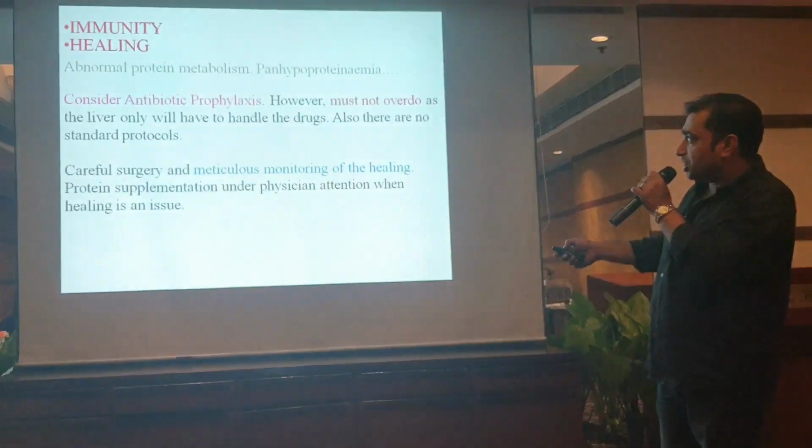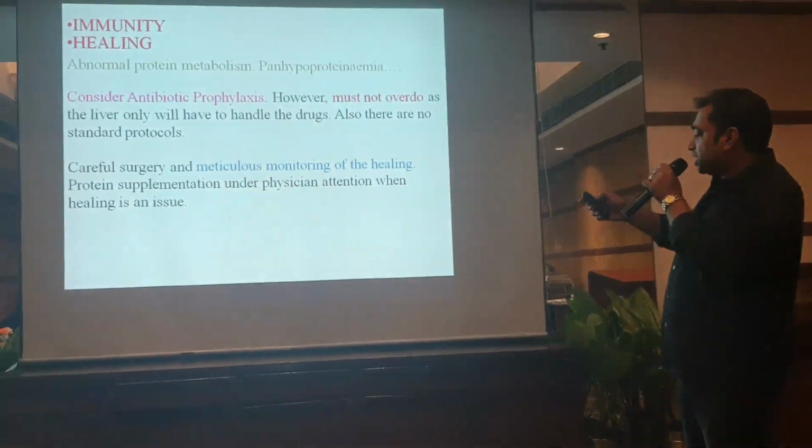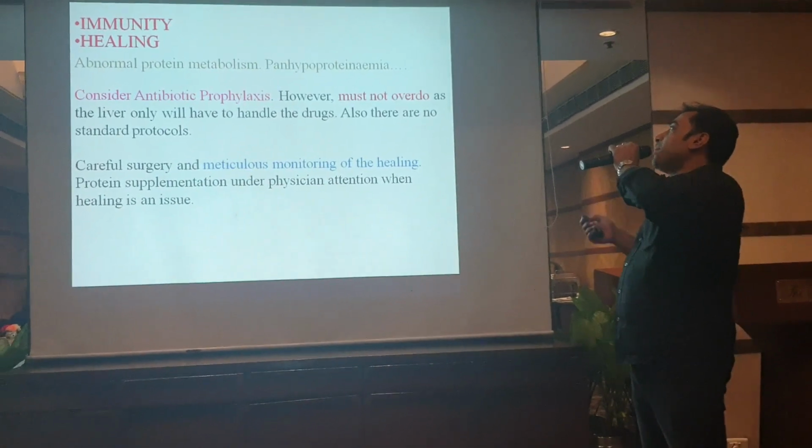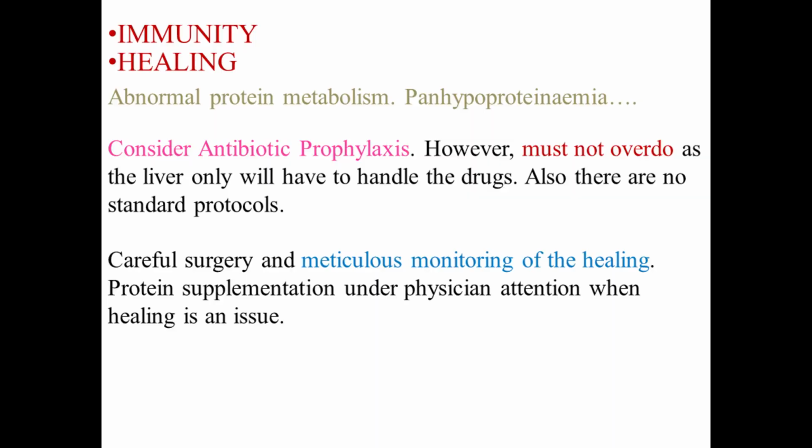So first was coagulation, next comes immunity and healing. This is because of abnormal protein metabolism and panhypoproteinemia. Almost all the protein metabolic activities that happen in the body's metabolic arena are liver dependent, and that's why there is high panhypoproteinemia. Consider antibiotic prophylaxis, because what are the main humoral immunity elements?